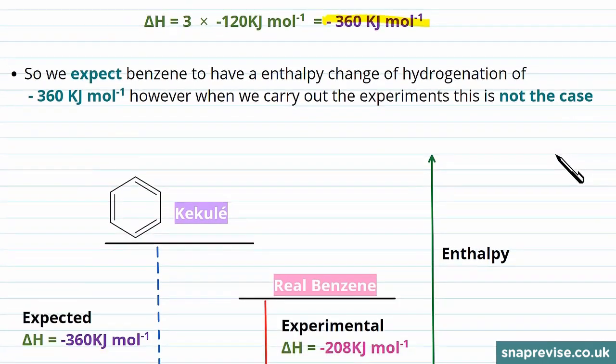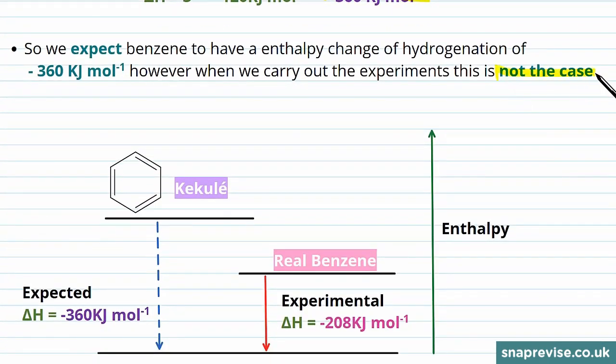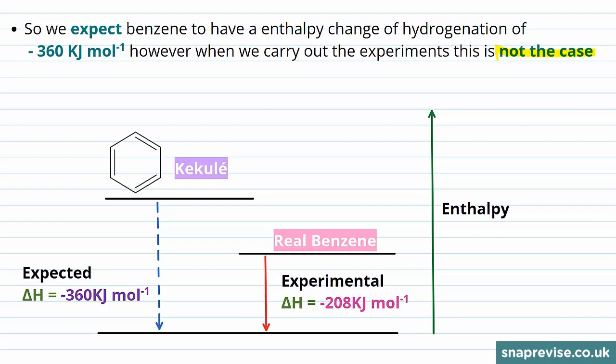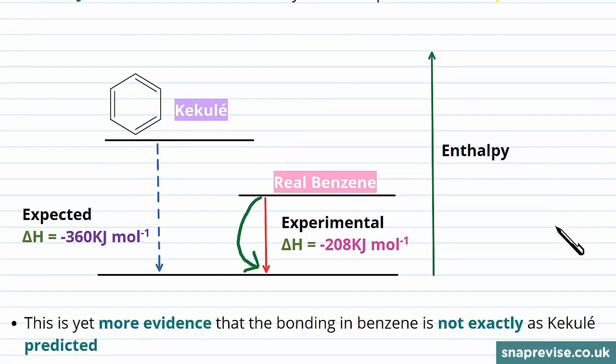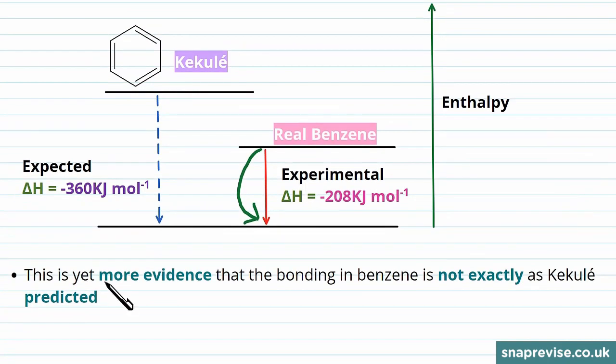This is not the case when we carry out the experiment. When we add hydrogen into the actual structure of benzene experimentally, the enthalpy change we get is in fact only minus 208 kilojoules per mole. Less energy is given out compared to the expected 360 kilojoules per mole. This mismatch shows more evidence that the bonding in benzene is not exactly as Kekulé predicts.